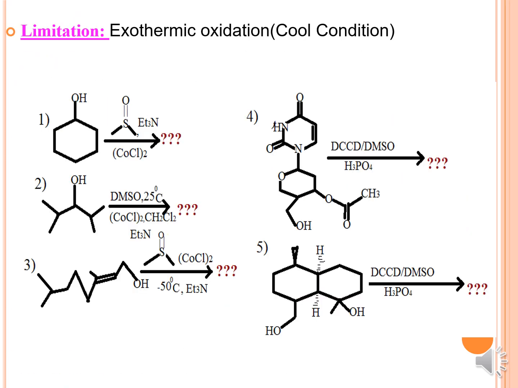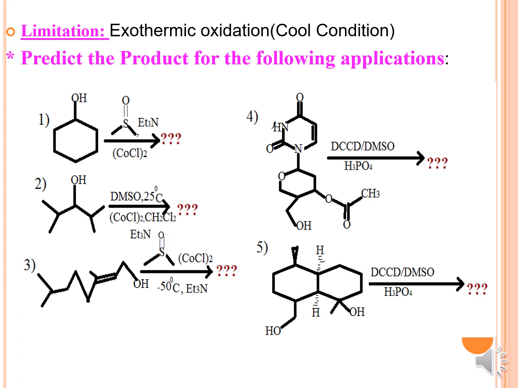And here, if we move on to the limitation part, it is an exothermic oxidation, and we should do it only in cold conditions. In the predict-the-product questions, you have to solve these and send me the answers. You can see here it is like a mixture of the Swern and the Moffatt oxidation. You have to see the reagents and then do the conversion of these substrate molecules. These are a few examples in the application part.